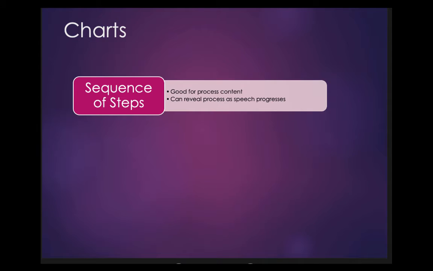Let's take a look at defining charts and a couple of different kinds of them. The first one is a sequence of steps. This one is to take steps of a process you're including in your speech and put it into words. These are good for simpler sequences. Depending on your topic and audience, you may want to reveal one step at a time as you demonstrate, essentially progressing through the speech with your chart. We'll get some examples of charts, actually all 4 categories of charts, in just a moment.